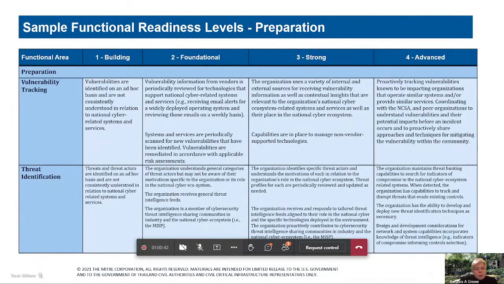Also in the preparation category are vulnerability tracking and threat identification. These are the kinds of capabilities we talked about in session 1 when we talked about risk management. And again, I don't want to go through and read every single box here. You will have an opportunity to see these slides, and you can look and see how this process works and how you can look at measuring where you are today as an organization, identify where you want to be, and what you need to do to get there.